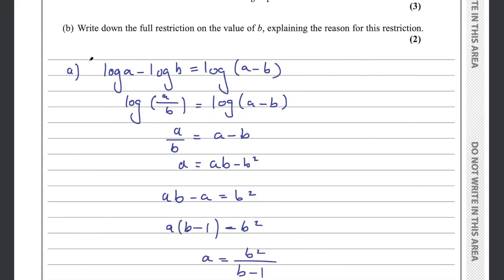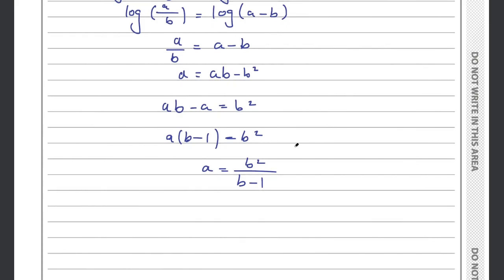Part B says write down the full restrictions of the value of b, explaining the reason for this restriction. Well, for this expression, b cannot equal 1, right? Because then this would be undefined. So b cannot equal 1.